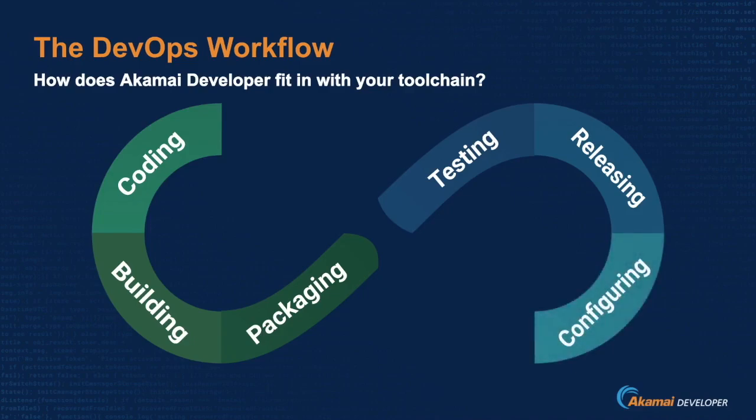And in the sixth phase, we have configuring. Now here you have to think about your infrastructure configuration and management. Infrastructure as code tools. Again, the ability to treat your Akamai as code through infrastructure as code tools, such as the Akamai Terraform provider, can help integrate Akamai into your overall infrastructure as code ecosystem. As you can see, on the left side, you basically have the dev part, and on the right side, you have the ops part, the DevOps.